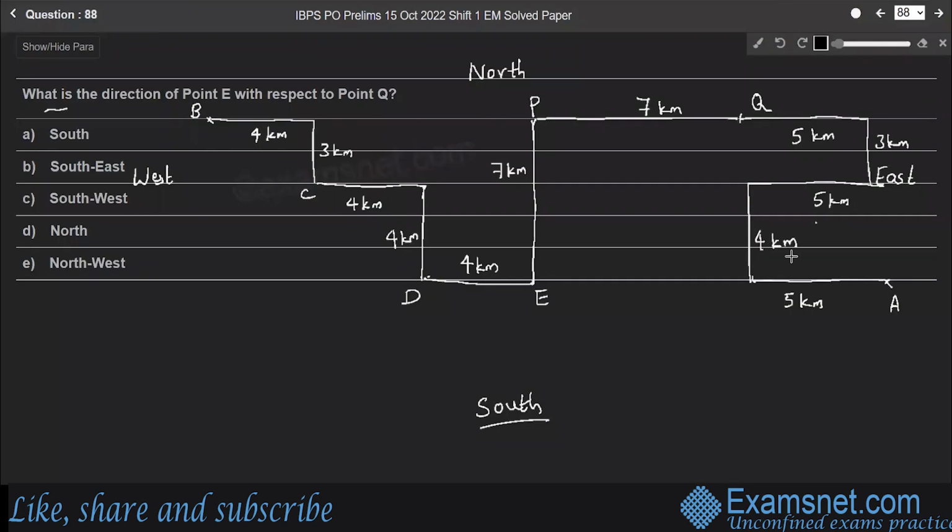Question 88. What is the direction of point E with respect to point Q? So E is in the southwest direction. This is south, this is the west direction, and E is in the southwest direction from point Q, right? Therefore, southwest, option C. C is the right answer.